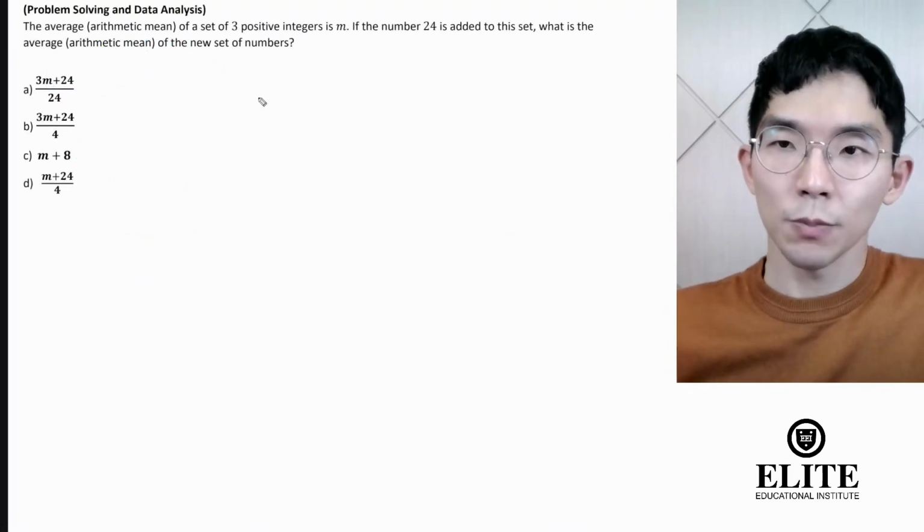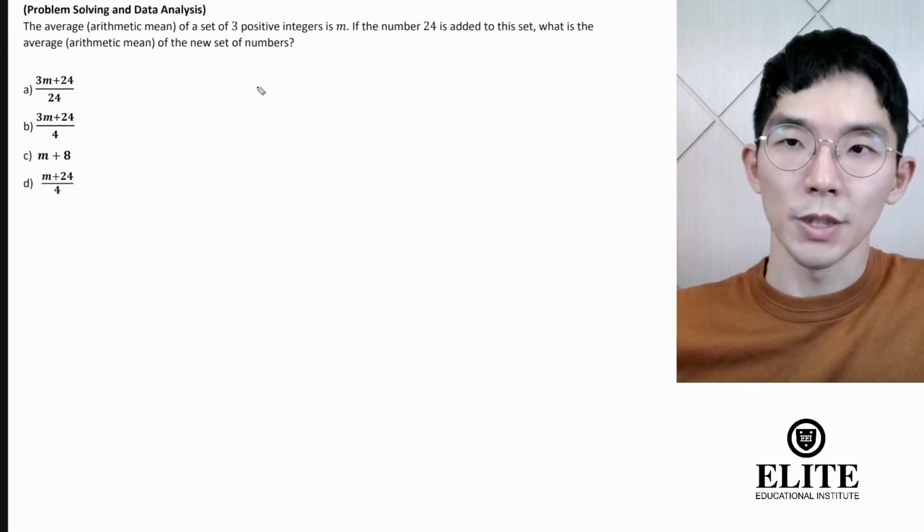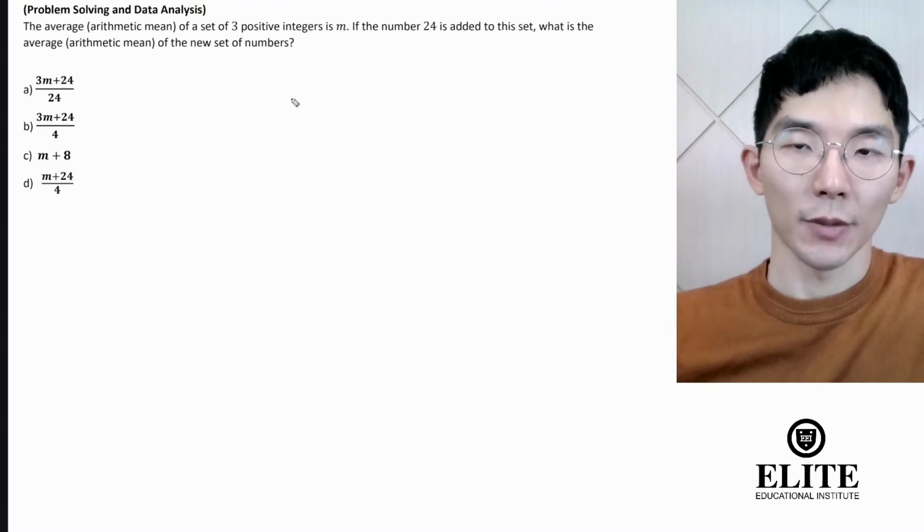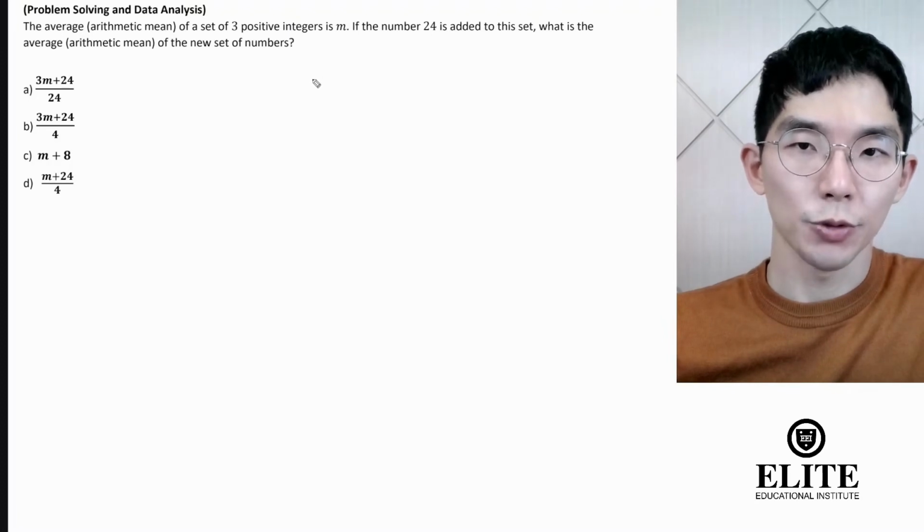Now, this next problem is a problem in problem solving and data analysis. The average of a set of 3 positive integers is m. If the number 24 is added to the set, what is the average of the new set of numbers?